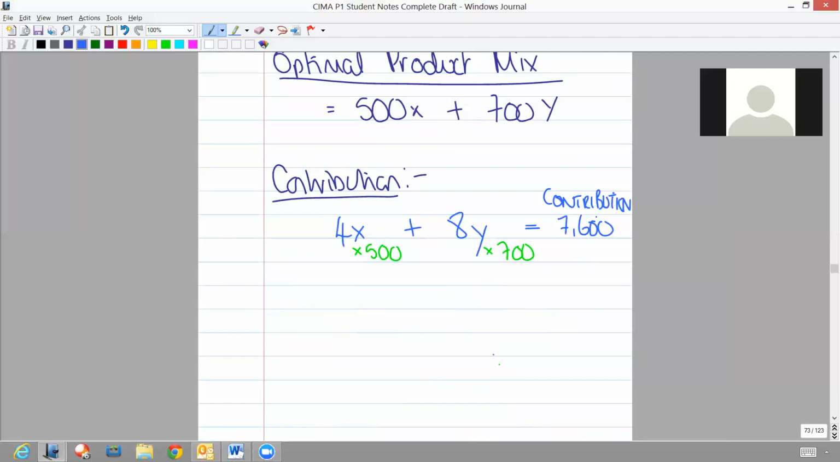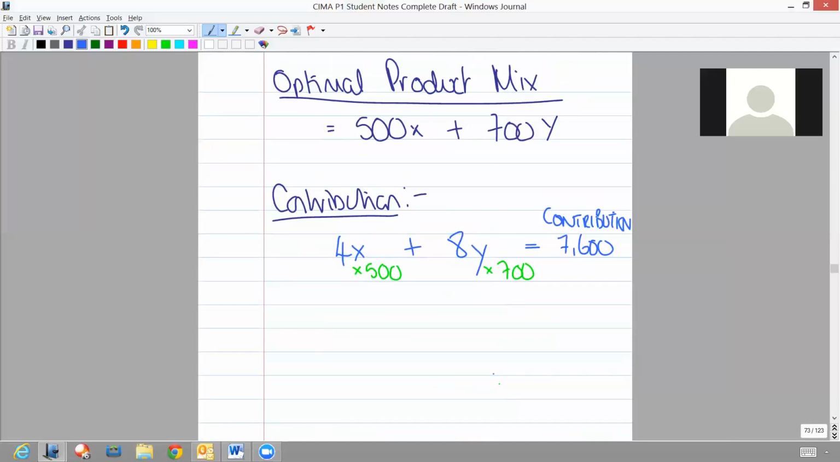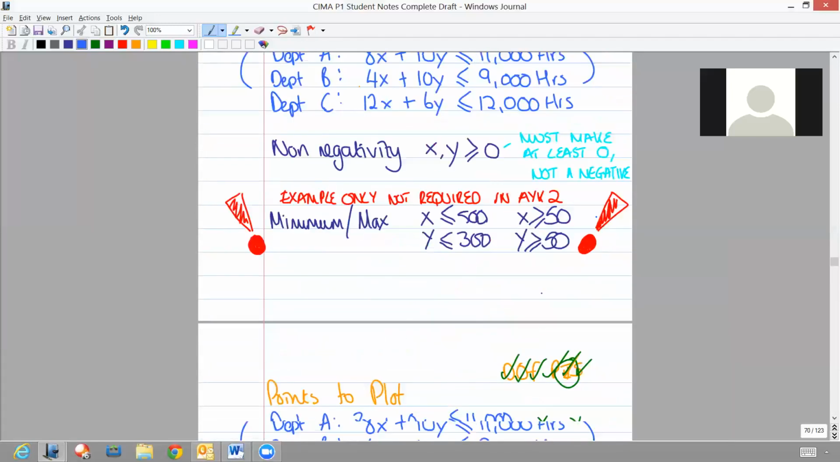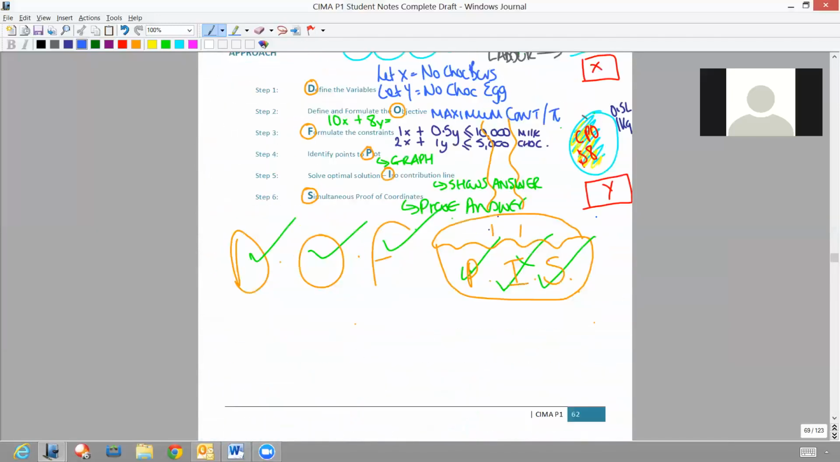And if you had any fixed costs, you could take them off and then you see your profit figure. Your optimal product mix is 500 of X and 700 of Y. So we're going to make 500 xylophones, 700 yo-yos. Based on the constraints we've got, it will earn us the most contribution. So we've mathematically identified what our optimal solution is, and we've done that by completing the steps.